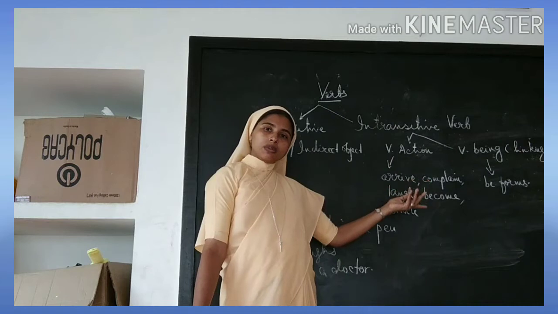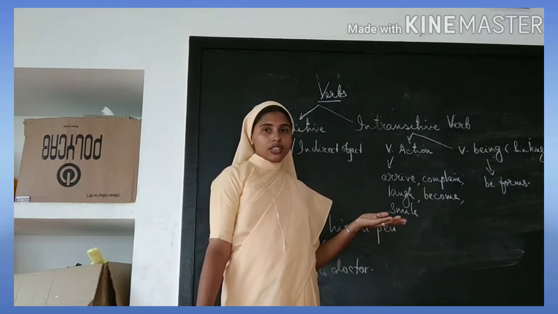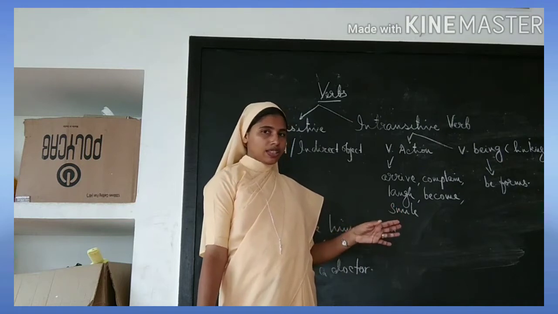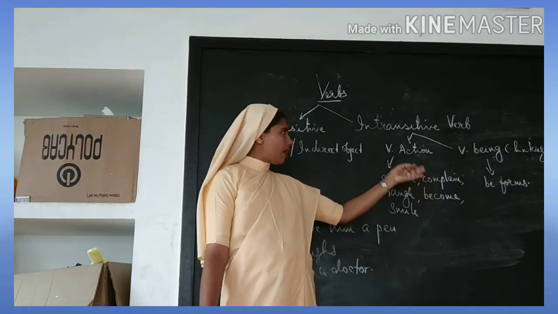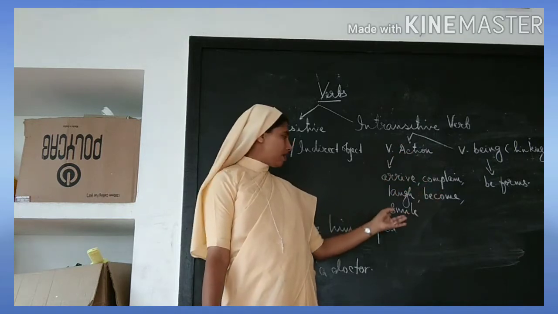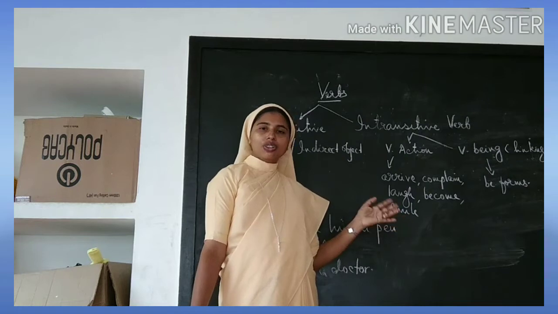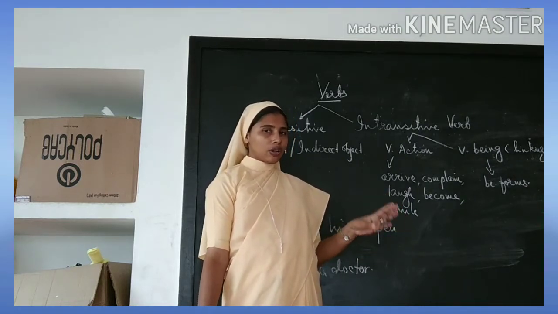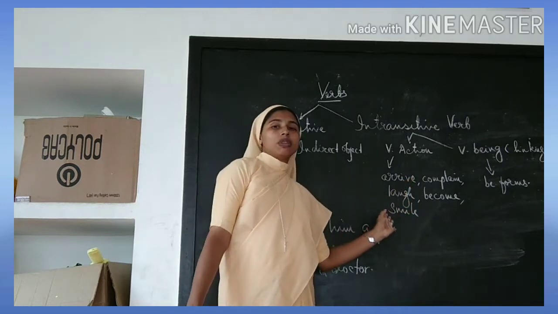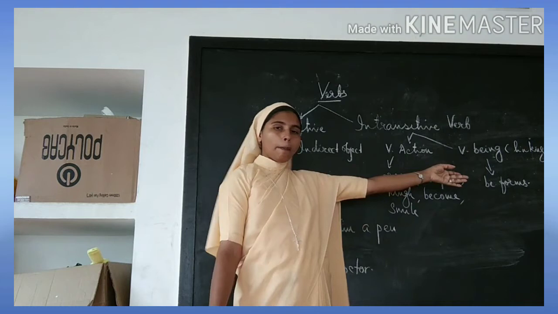And the earth becomes hot. Hot is an adjective only. That is not an object in the sentence. That's why it always remains intransitive in sentences. They smile. We cannot say what or whom. We cannot use an object there. So it always remains intransitive. These verbs always remain intransitive verbs.